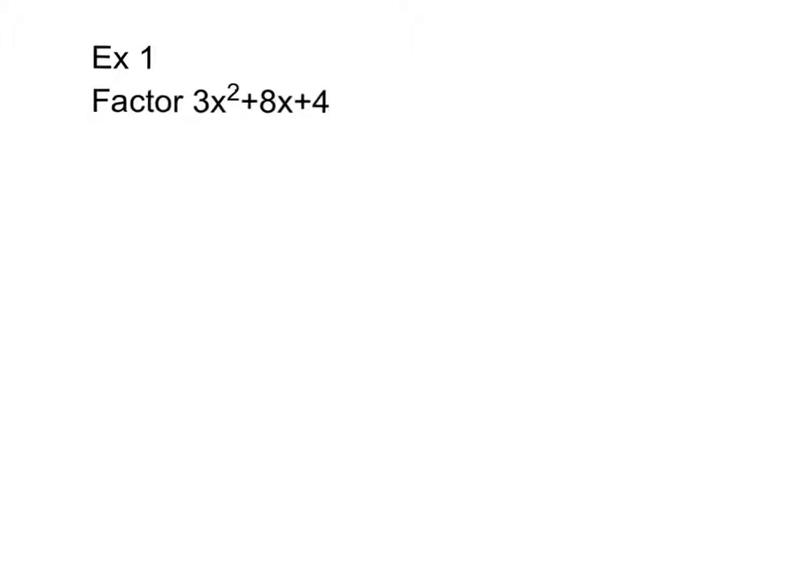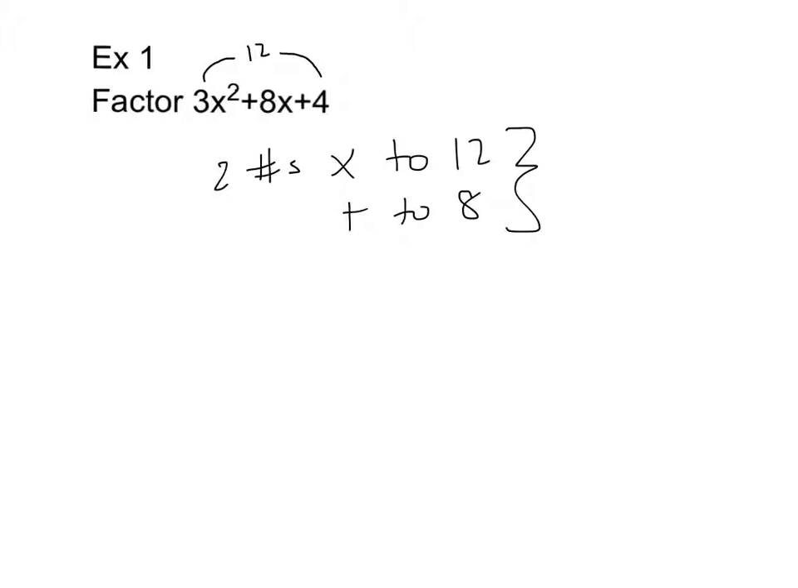So let's look at the example. Factor 3x squared plus 8x plus 4. This is your classic ax squared plus bx plus c complex sum and product problem. First thing I'm going to do is multiply the 3 and the 4. We get 12. So two numbers that multiply to 12 and add to 8. What are those two numbers? You can pause it and work it out. If you see it already, great. The answers are 6 and 2.